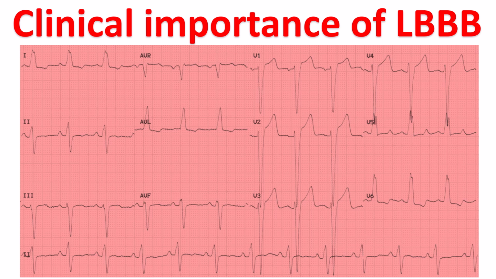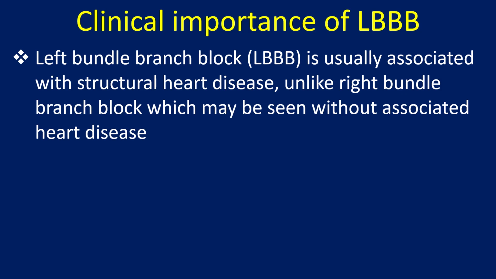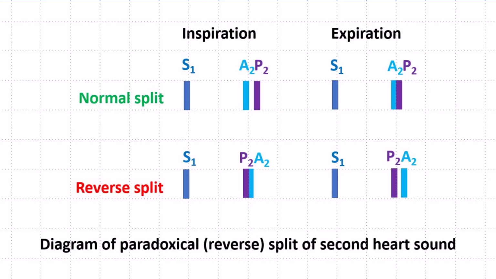Discussion on the clinical importance of left bundle branch block. Left bundle branch block is usually associated with structural heart disease, unlike right bundle branch block, which may be seen without associated heart disease. LBBB is one cause for paradoxical splitting of second heart sound.